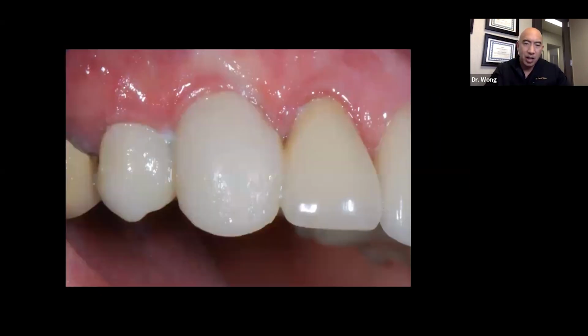So if we do that, by the time we get to 12 weeks, you can see that this tooth doesn't even look like it's missing. That's just the temporary, it's a 2-unit temporary bridge. And you can see that we even have what looks like a canine eminence on the facial aspect of that.